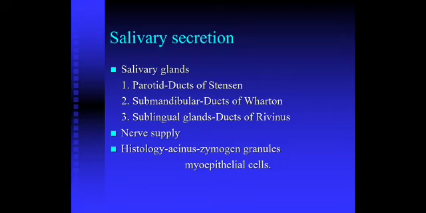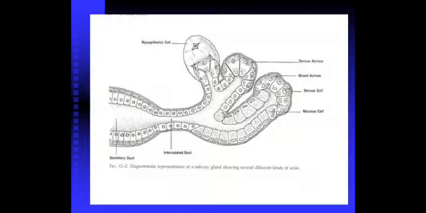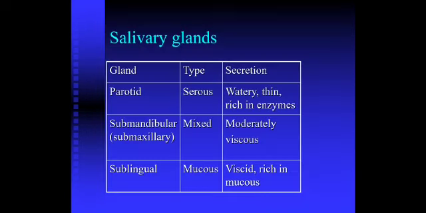The unit of a gland is the acini, which contains zymogen granules and myoepithelial cells. The acini can be serous, mixed, or mucous, depending on the type of the cell. It can be cuboidal or goblet cell, the mucous cell, and there is an intercalated duct. These have different types of secretion.